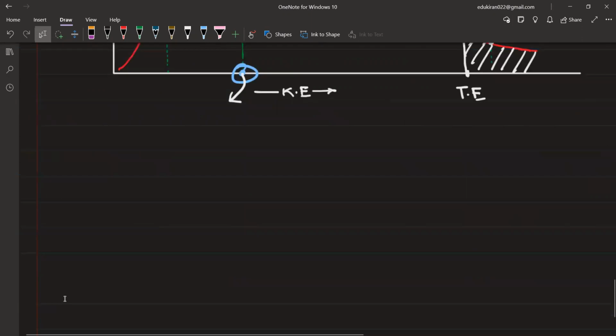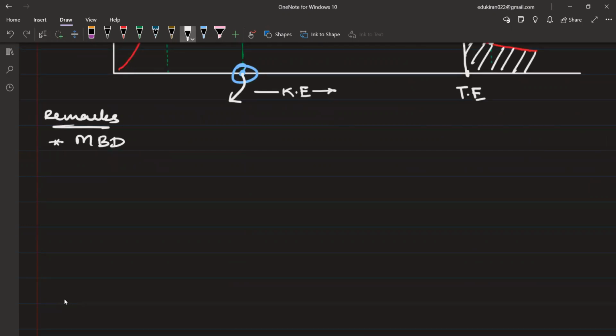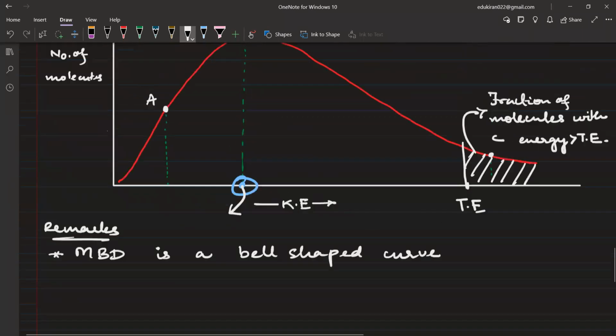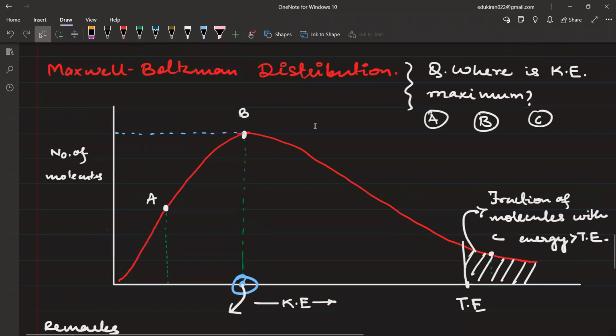Okay, write some remarks. Maxwell-Boltzmann distribution is a bell-shaped curve. Do you know what is the name of this type of distribution? This type of distribution is called a normal distribution. What does normal distribution mean? It is a very important concept. If you go into higher studies in any field, then statistics is very important.